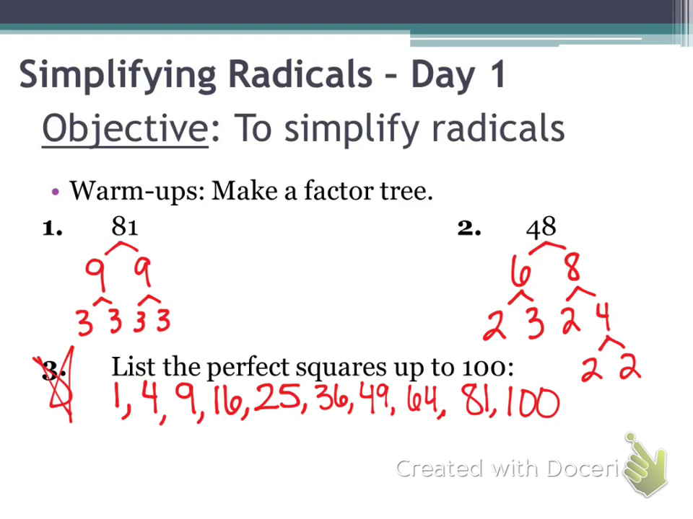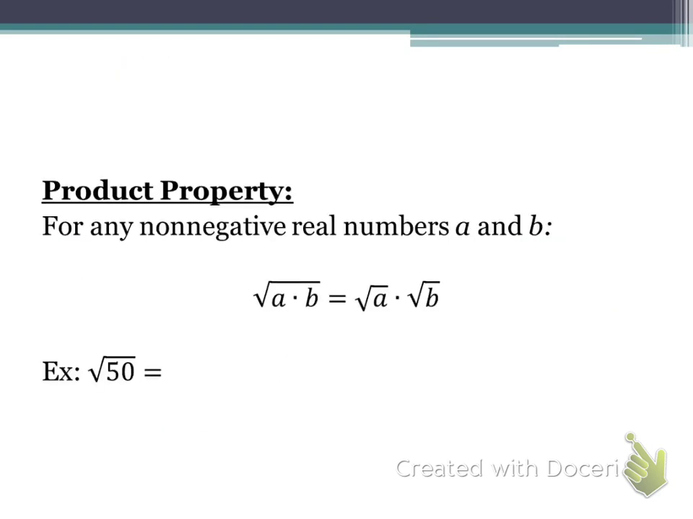All right. Let's get into our notes. For any non-negative, so non-negative meaning it's 0 or positive, real numbers a and b, the square root of a times b is equal to the square root of a times the square root of b. This goes in that box, the product property for radicals.